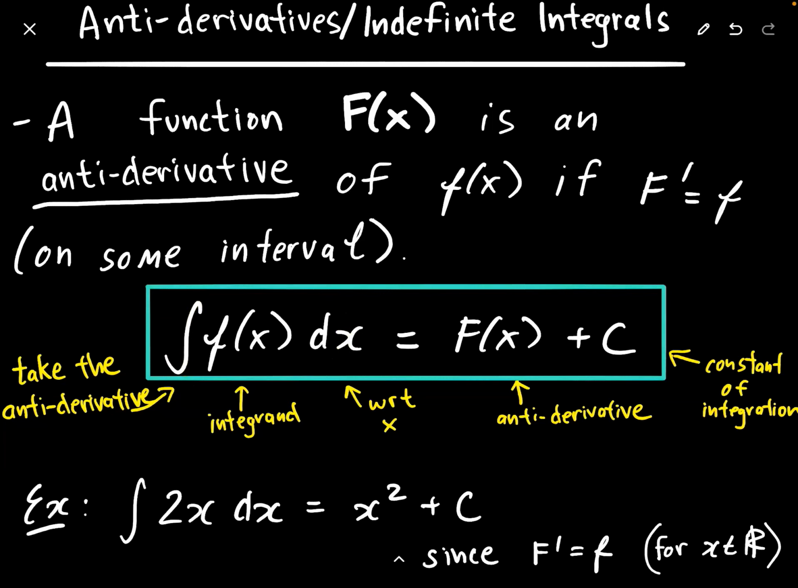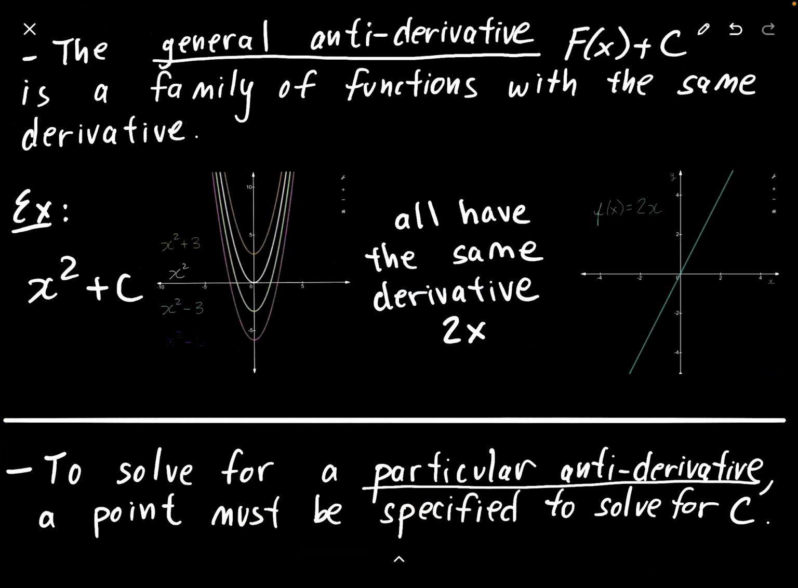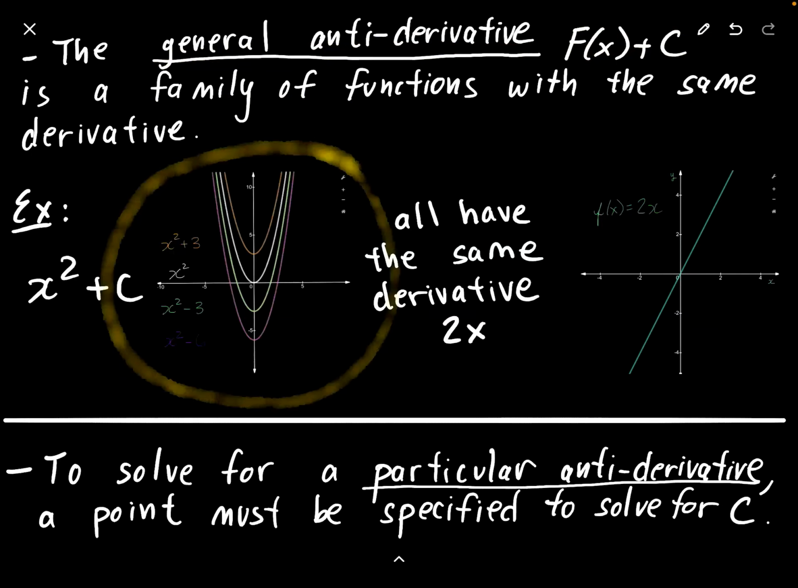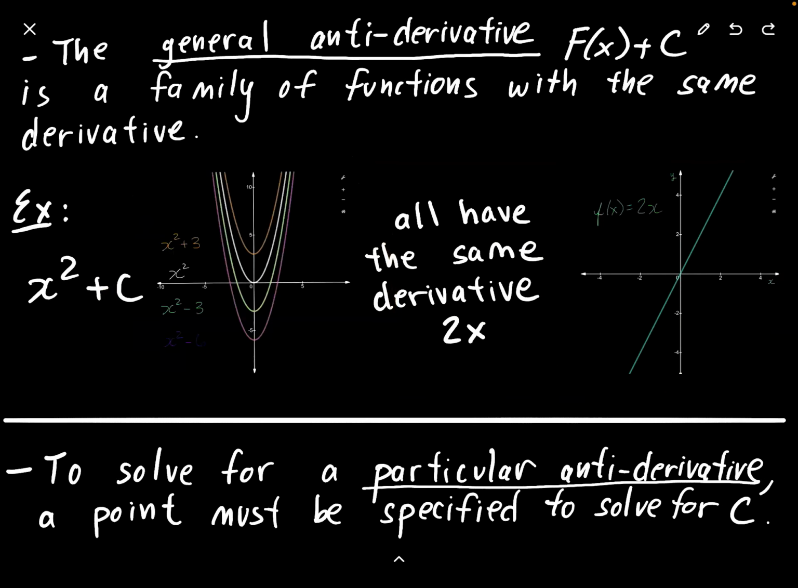So here, for example, the antiderivative of 2x with respect to x is equal to x squared plus c, since the derivative of x squared is 2x, and this is true for all x. The general antiderivative F of x plus c is not just one function, it's a family of functions that all have the same derivative. On this graph, we can see some members of the family: x squared plus c, x squared plus 3, x squared minus 3, x squared minus 6, and all of those functions have the same derivative, 2x. To solve for a particular antiderivative, a point must be specified to solve for the particular constant c.